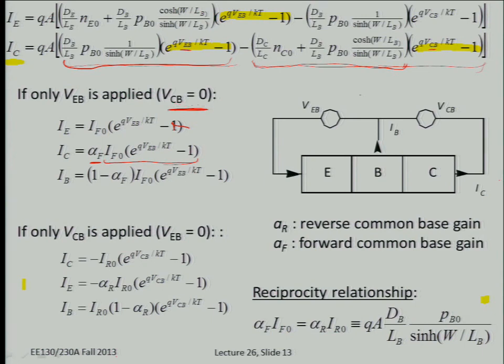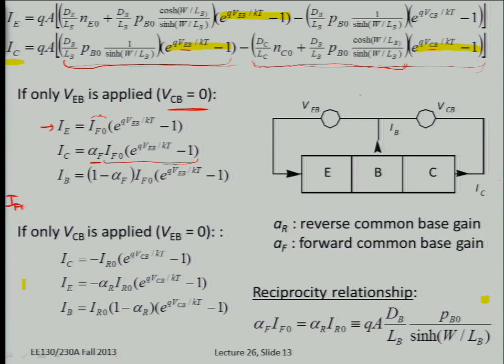Now, if there's no current flowing in the base, the emitter current is just going to be the normal PN junction emitter current. So if you look at this equation here for IE, it's basically a PN junction equation, except that IF naught is now the saturation diode current for the base emitter PN junction. Let me just write that down.